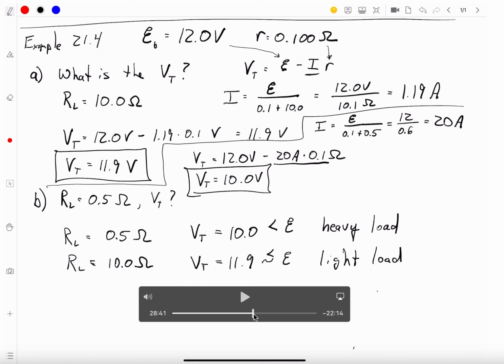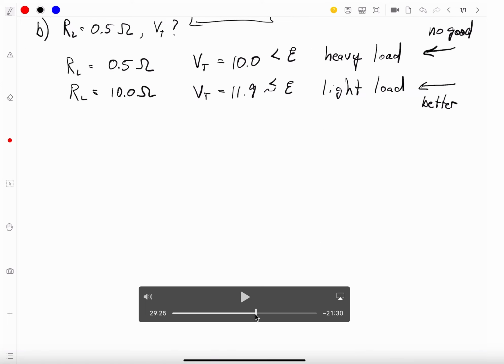Okay, so let's talk about that. With RL of 0.5 ohms, our terminal voltage was far less than our EMF. That is what we call a heavy load, okay? With RL equal to 10 ohms, our terminal voltage was 11.9, which is pretty close to, if it's going to be smaller, of course, but it's almost equal to our EMF initially of 12. And so we call that a light load, okay?